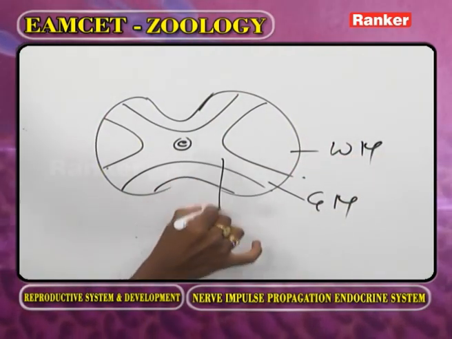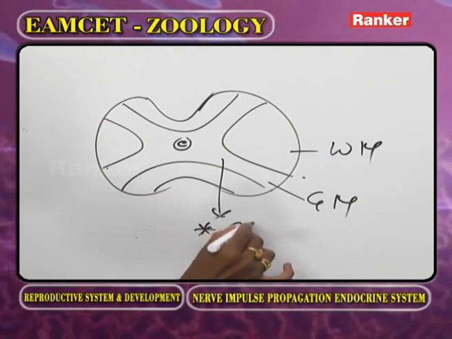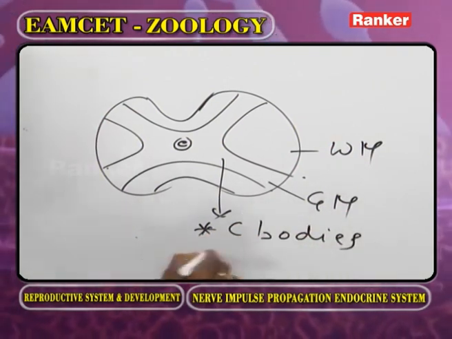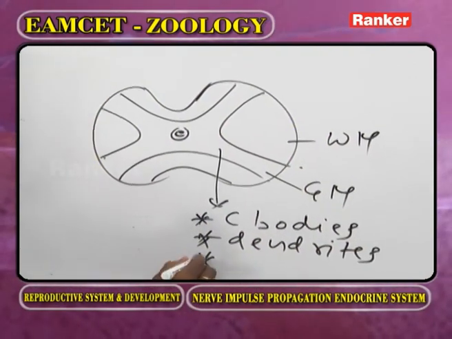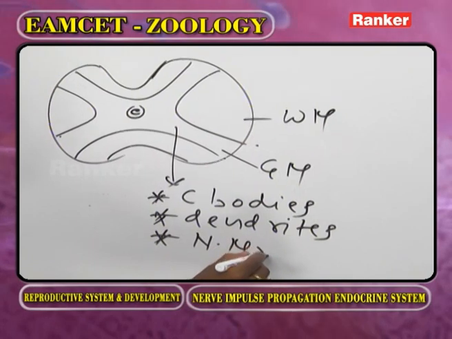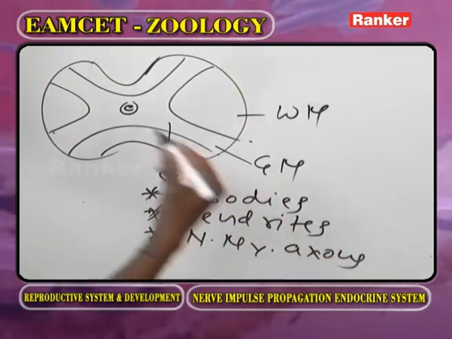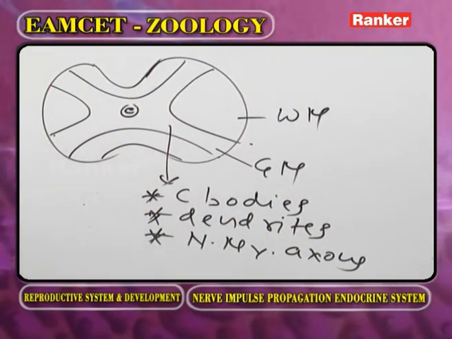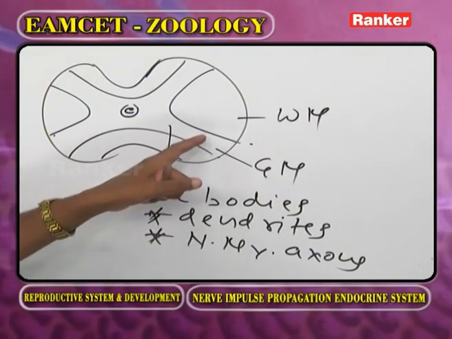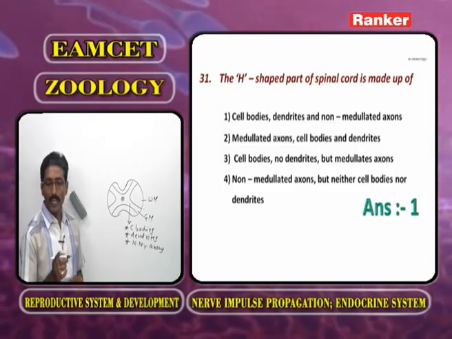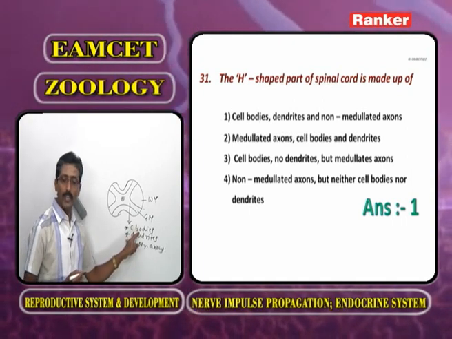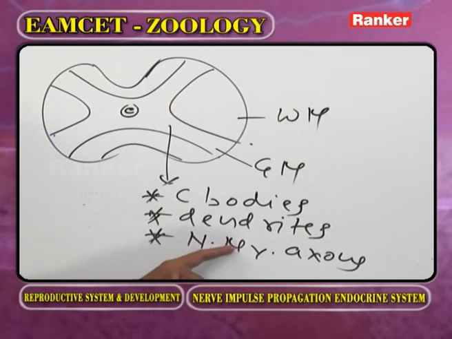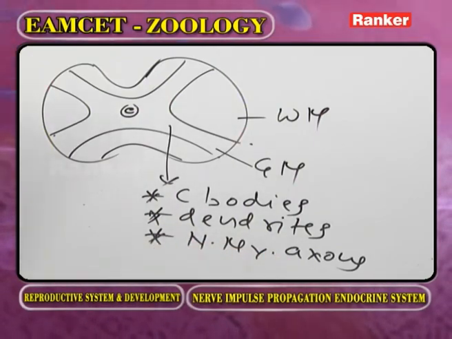Now in the grey matter, what are present? The cell bodies, dendrites, and non-myelinated axons. Now you observe the answer. The H-shaped part is grey matter. The grey matter of spinal cord consists of cell bodies, dendrites, and non-medullated or non-myelinated axons. The next question.